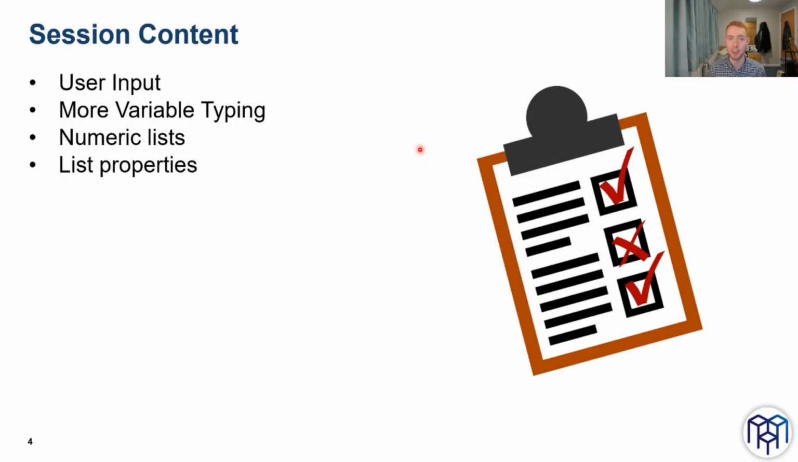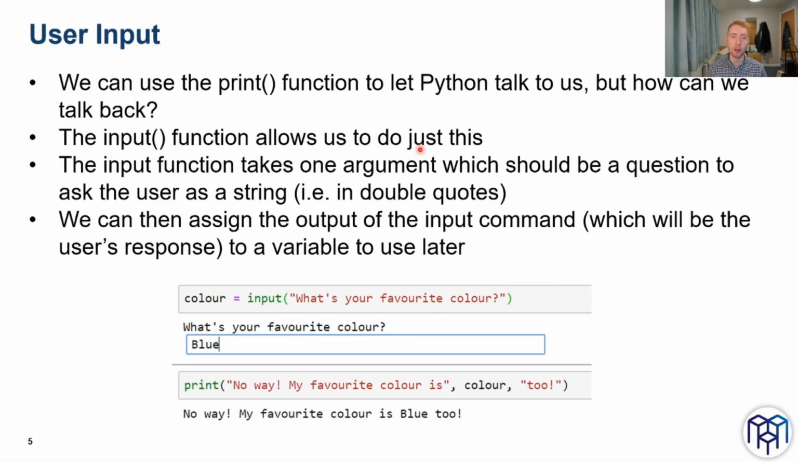Okay, let's get started. So the first thing we're going to do is look at how we can take input from the user and use that in our code. So we saw before that we could use the print function to output information to the user to talk to them, but how can we get them to talk back and use that information to guide our code? So we can do this using the input function.